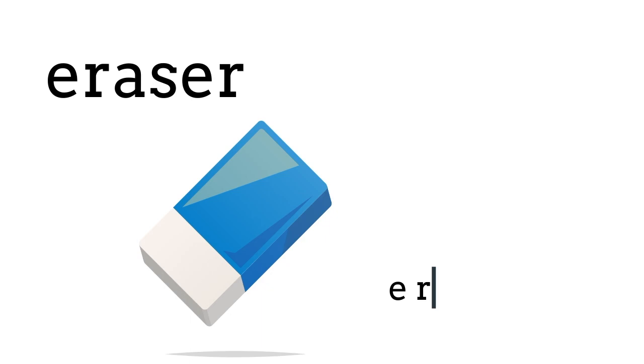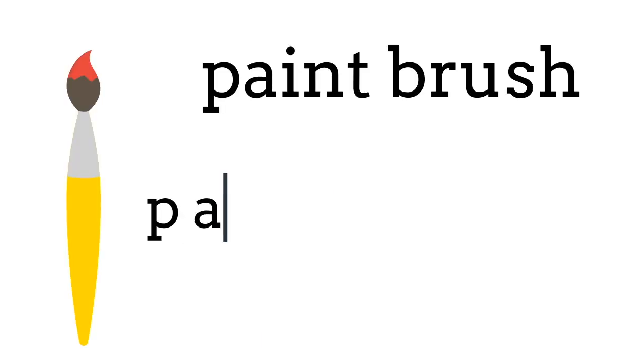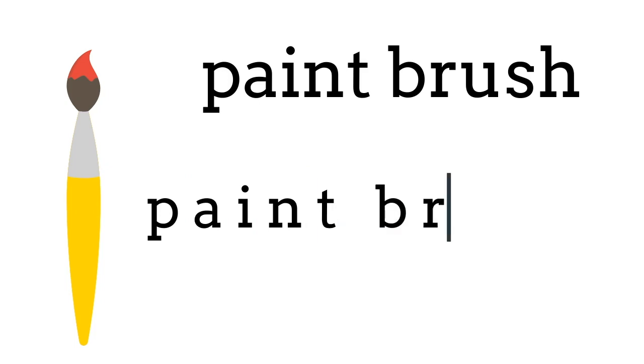Eraser, E-R-A-S-E-R. It's a rubber-like substance that's used to correct mistakes by taking them away. A paintbrush is used in art, P-A-I-N-T-B-R-U-S-H. You dip it in paint and you paint it on a paper or a canvas.